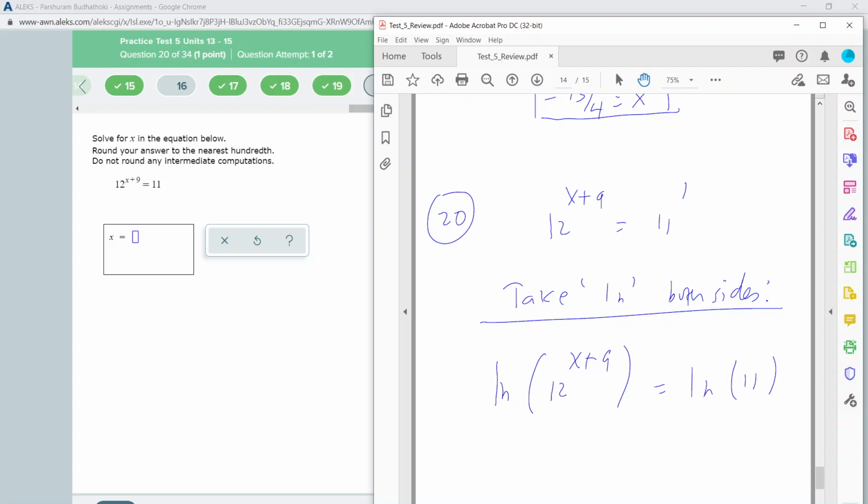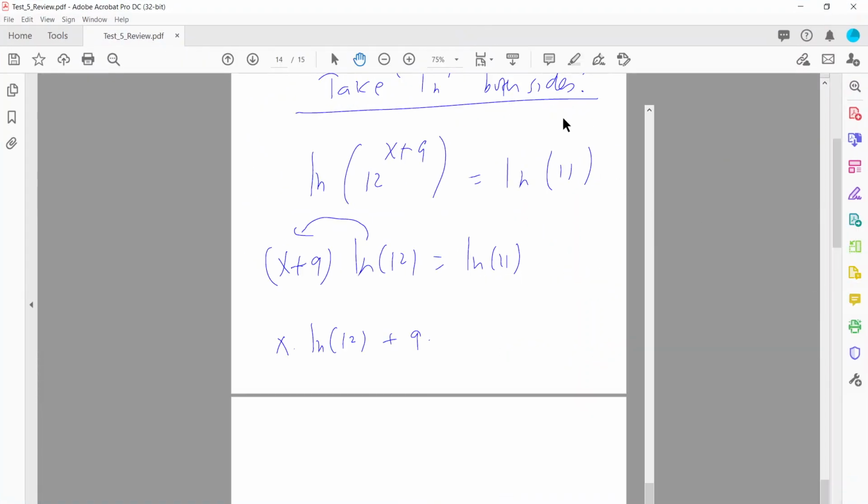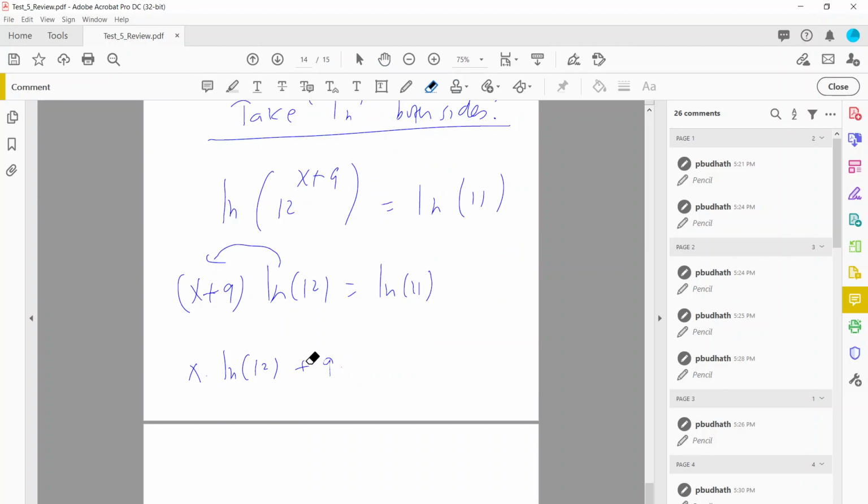So this exponent comes in front: (x + 9) times ln 12 equals ln 11. Just think about this, ln 12 and ln 11, they are just numbers. Your goal is to solve for x. So if you have some number here, what would you do? You just distribute this number here. So it gives you x times ln of 12 plus 9 times... or you can just divide both sides by ln of 12 first. So let me do that. That would be quicker. So I'm going to divide both sides by ln of 12 and then subtract 9.